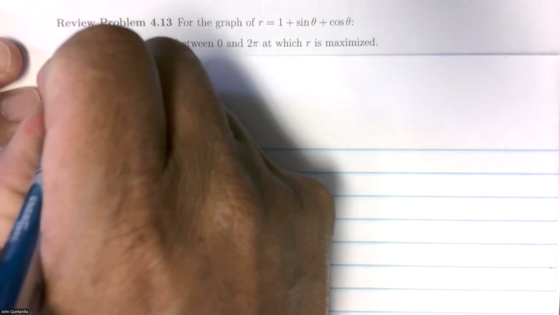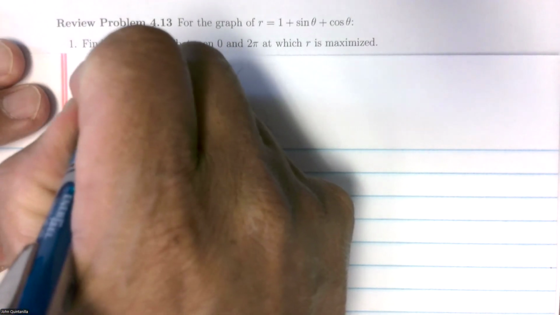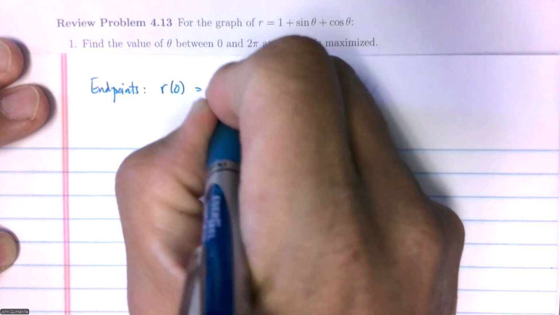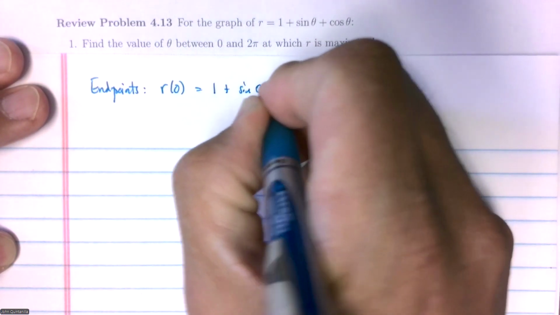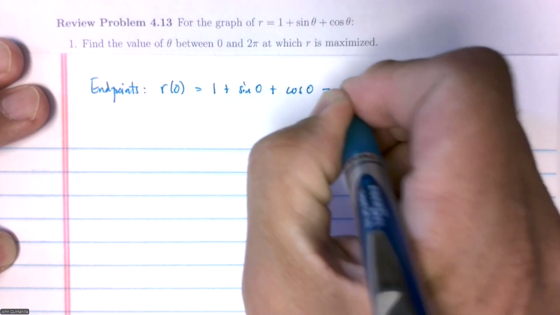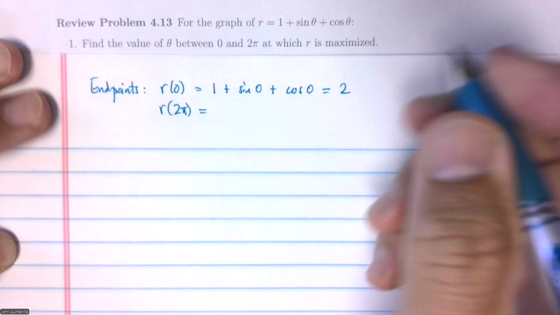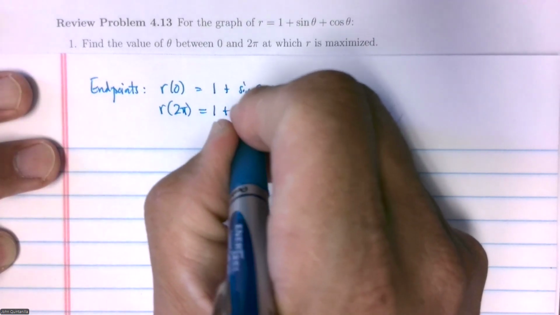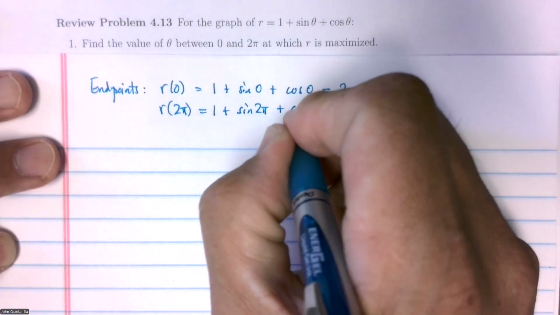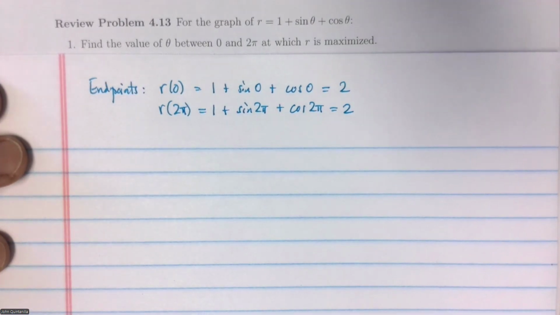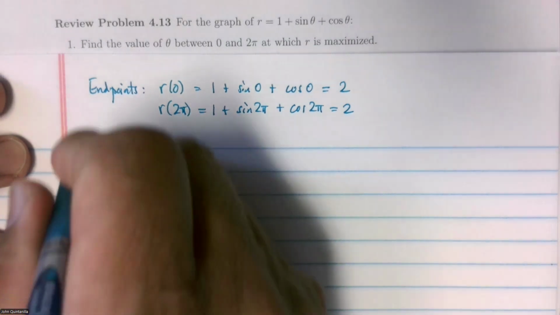So the endpoints, r of 0 will be 1 plus the sine of 0 plus the cosine of 0. That's equal to 2. r of 2 pi is equal to 1 plus the sine of 2 pi plus the cosine of 2 pi, and that is also equal to 2. Okay, next we check the critical points.